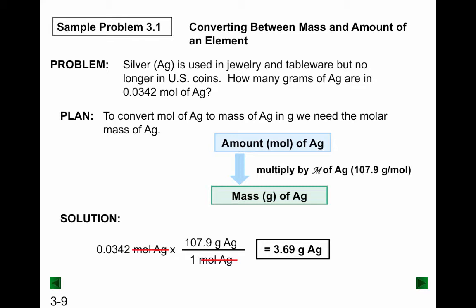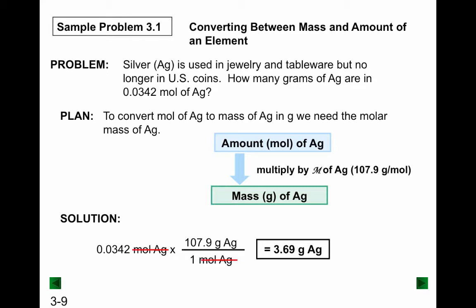Ask yourself, what is the problem asking me to do? By asking yourself this question, you will hopefully determine what conversion factor you will need in order to solve the problem. In this problem, we are asked to convert moles to grams of an element. To convert moles to grams, we need the molar mass of silver. Once we have the molar mass of silver with units of grams per mole, we are ready to convert moles to grams. Remember, we have units of moles and we want units of grams. Therefore, grams need to be in the numerator and moles need to be in the denominator.